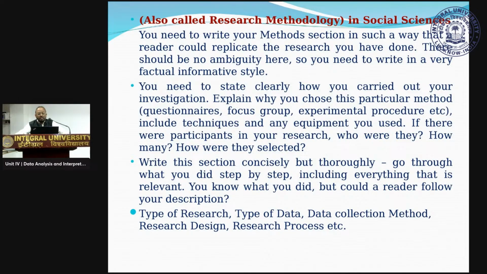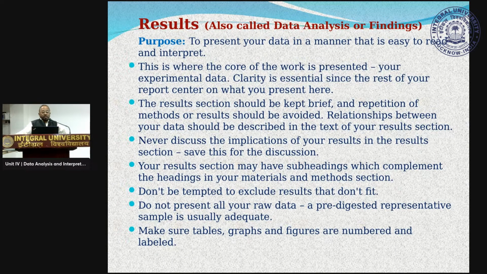Write this section concisely but thoroughly. Go through what you did step by step, including everything that is relevant. You know what you did, but could the reader follow your description? Type of research, type of data, type of collection method, research design, and research process, etc. come under this. Now come to the results, also called the data analysis and findings.